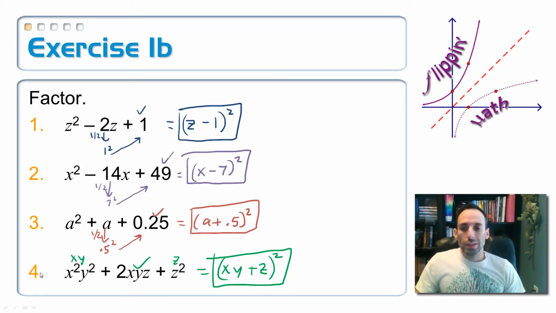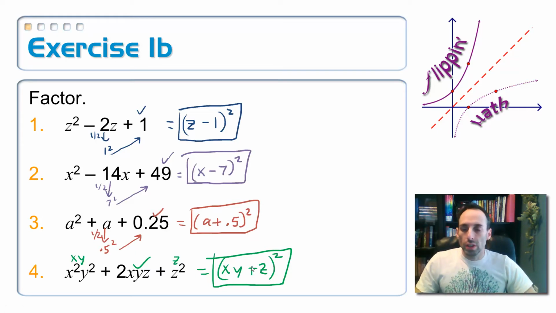Okay, you can't take the shortcut on number 4, so you just take the square root of the first term, it's xy. Take the square root of the last one, it's z. If I were to multiply those, I'd get xyz. Double it, I get 2xyz. Hey, checks out. So it factors as xy plus z quantity squared.